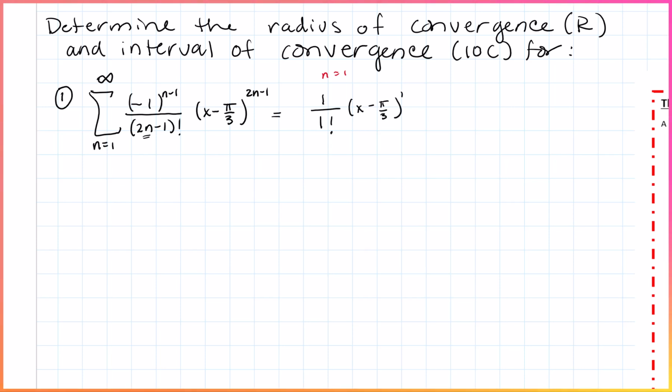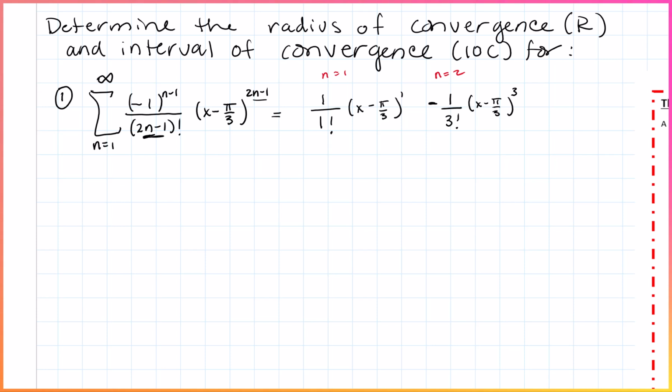Now when n is equal to 2, the next term in this power series is going to have a negative 1, because when I plug in 2 there, I'd get negative 1 to the first. When I plug in 2 here, I'm going to get 4 minus 1, so 3 factorial. And notice that the factorial and the power are the same, so this will be (x minus pi over 3) to the third.